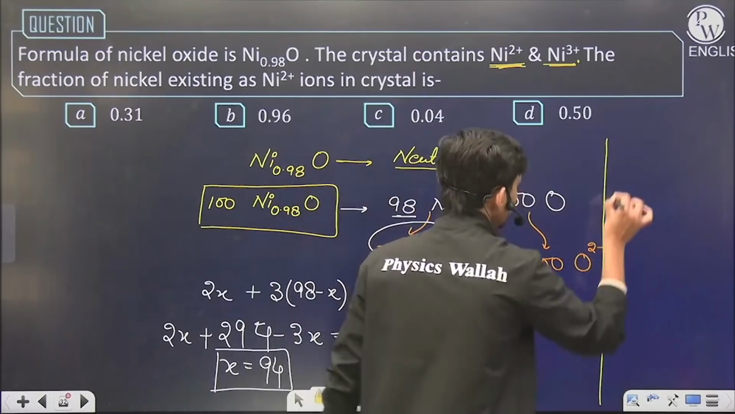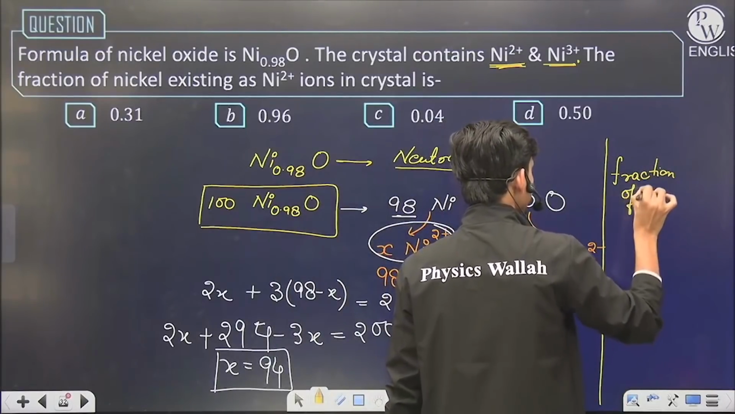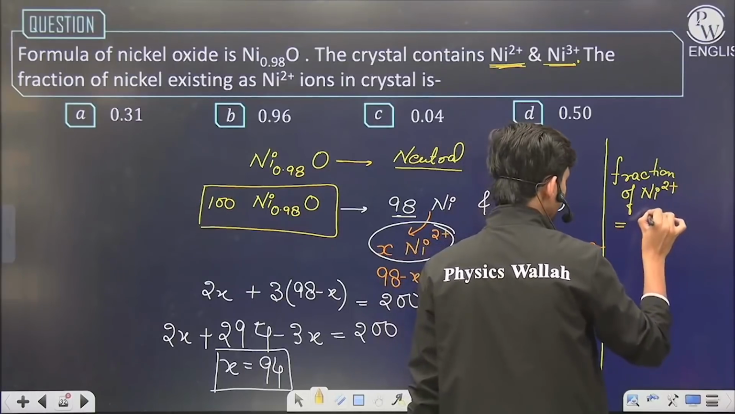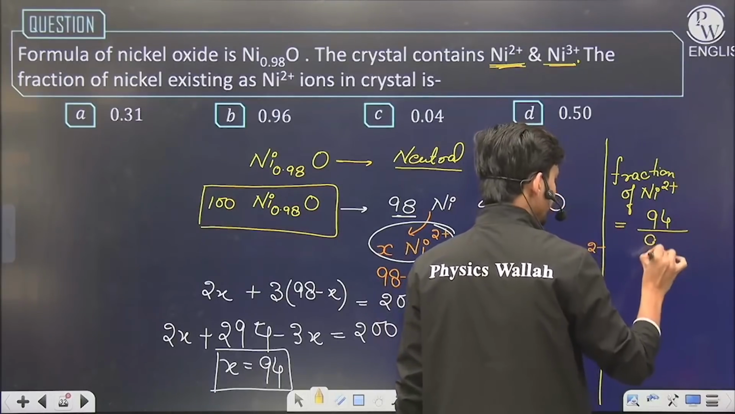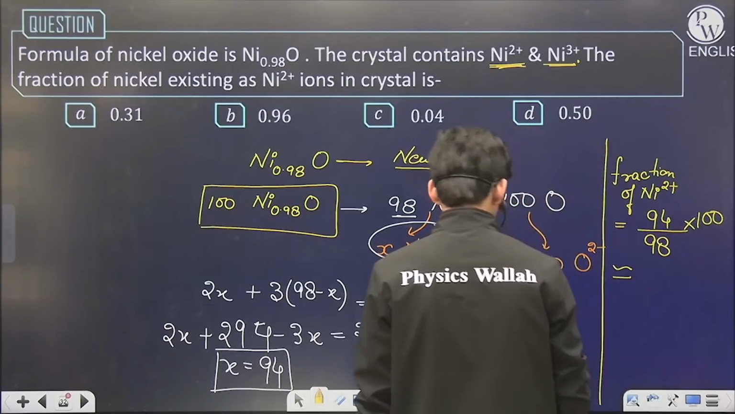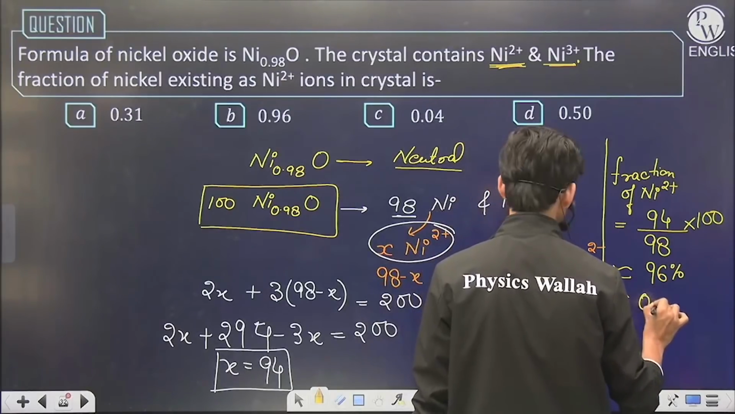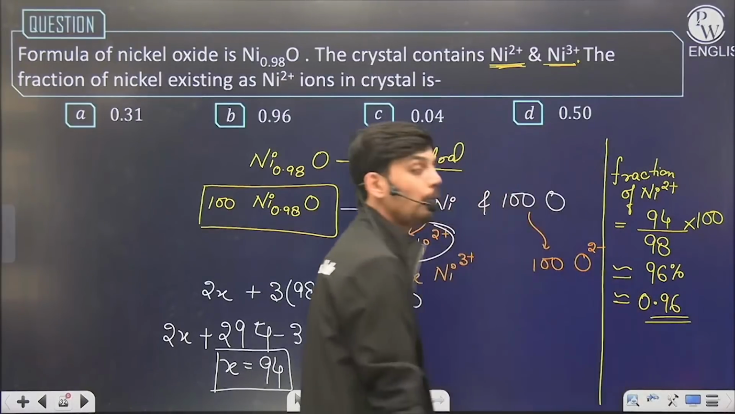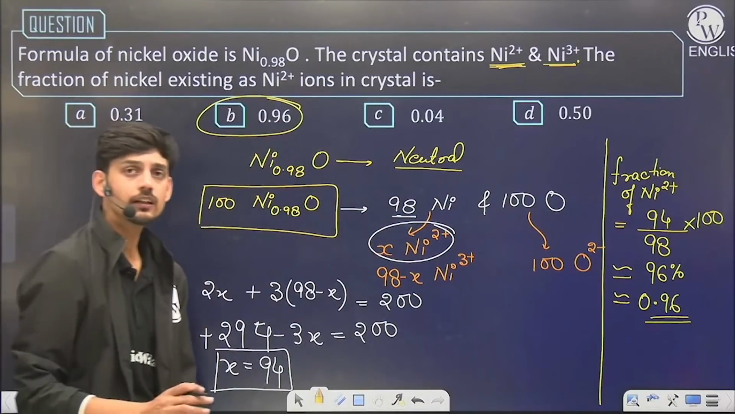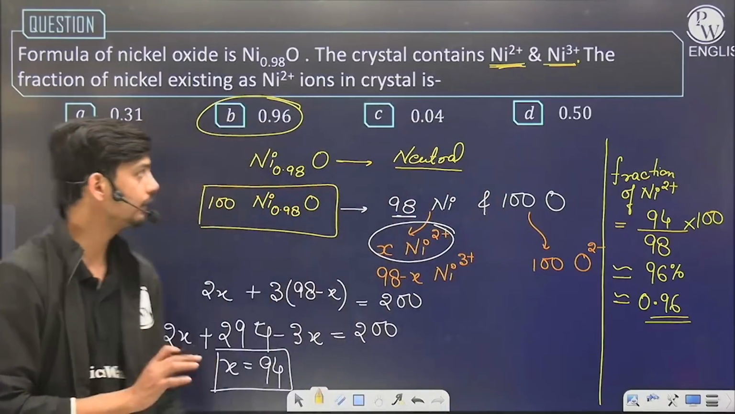But we have to find the fraction of nickel 2 plus. The fraction of nickel 2 plus will be the number of nickel 2 plus, that is 94, divided by total, multiplied by 100. So this will be approximately 96%, or in fraction this will be approximately 0.96. This is option B. So that's how we solve the question based on metal deficiency defect by using the concept of electrical neutrality.